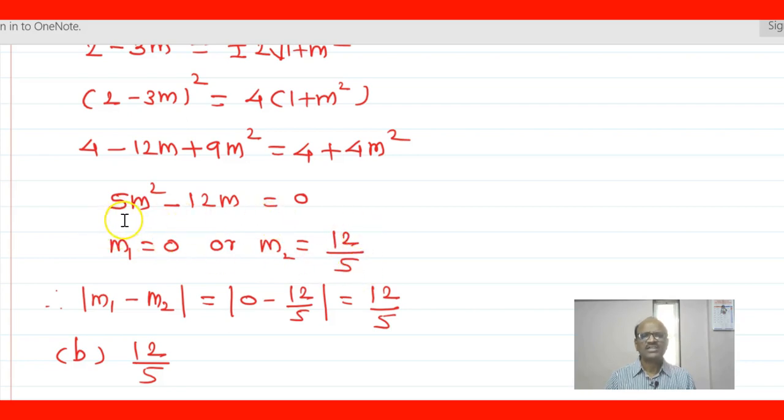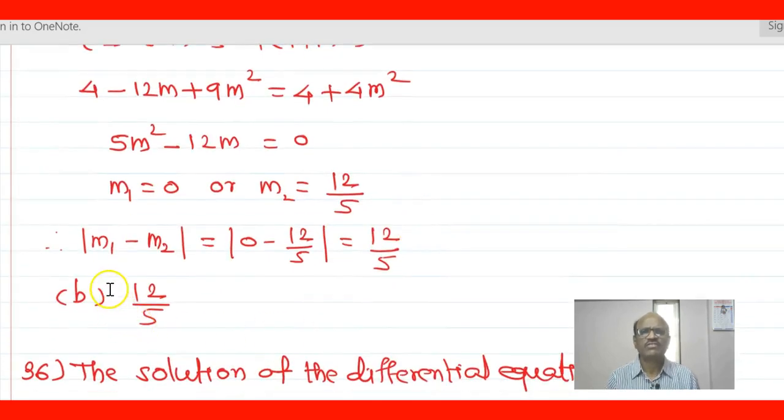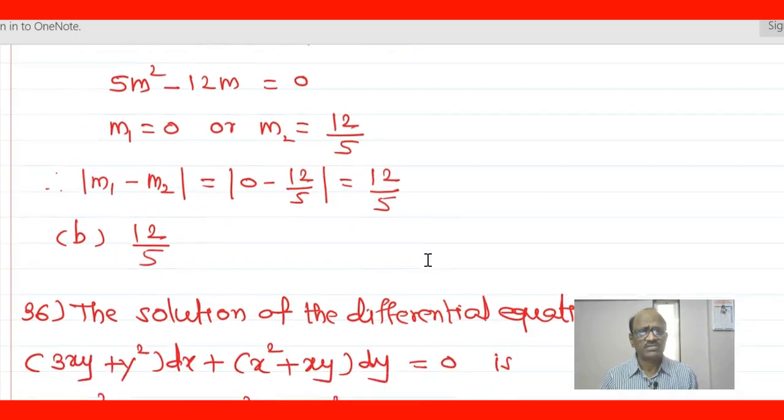This is a simple quadratic equation. The first value m1 is 0, and the second root m2 is 12 upon 5. We want to find the value of mod of m1 minus m2, that is 0 minus 12 upon 5, that is equal to 12 upon 5.